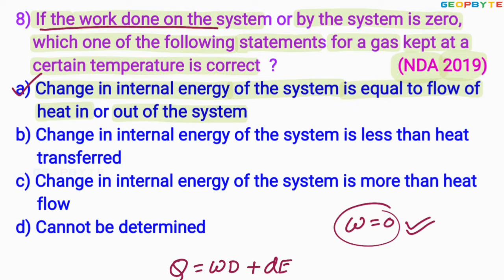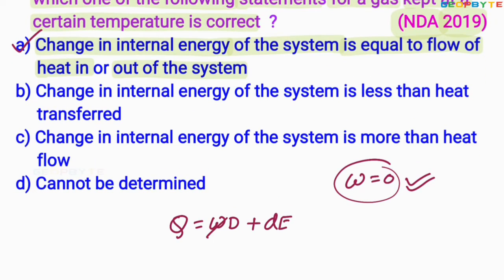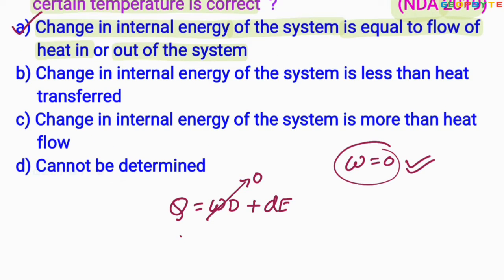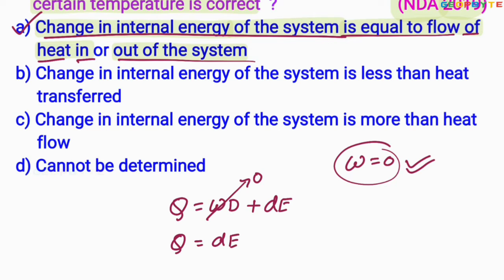Let me read the statement once again. If the work done on the system or by the system is zero, it means work transfer is zero. If the work transfer is zero, the heat transfer is equal to change in internal energy only. That is only given as option A, change in internal energy of the system is equal to flow of heat in or out of the system. That means heat transfer is equal to change in internal energy when the work interaction equal to zero. Therefore, option A is absolutely correct. I hope you got my point. Let us move to the next one.